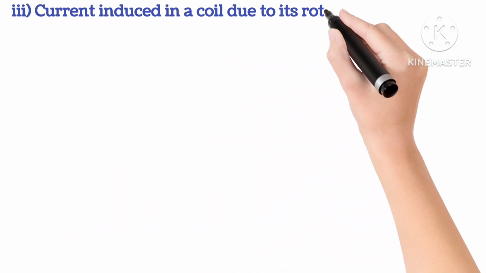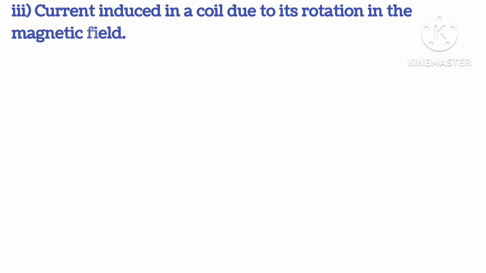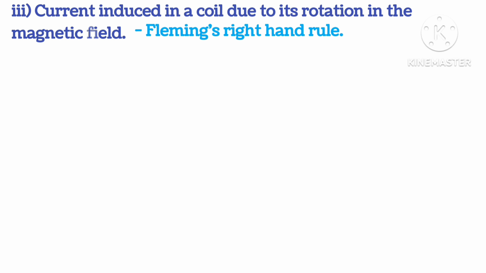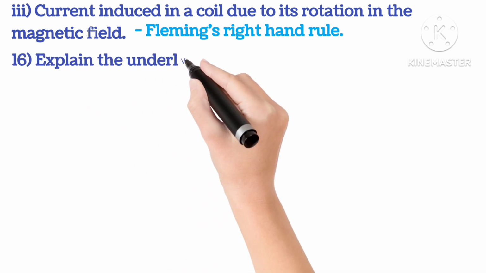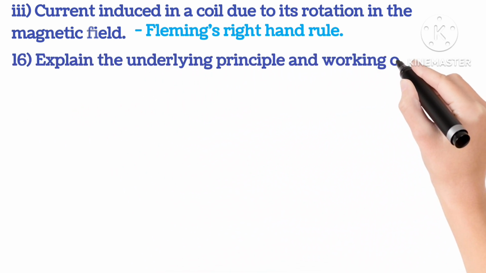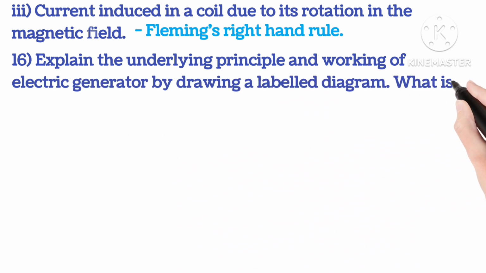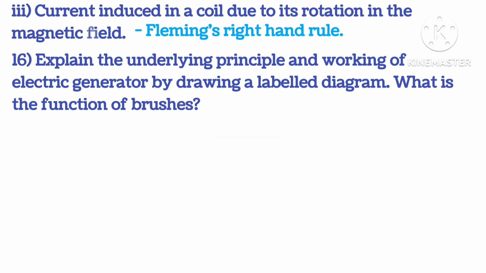Third, current induced in a coil due to its rotation in the magnetic field. Answer is Fleming's right hand rule. Explain the underlying principle and working of an electric generator by drawing a labelled diagram. What is the function of the brushes?